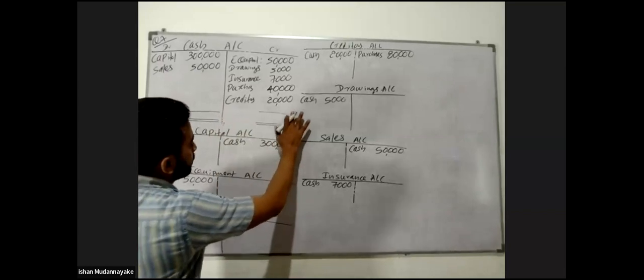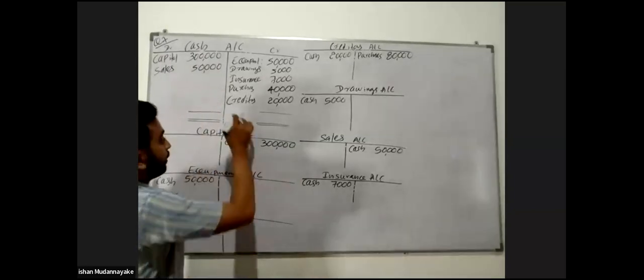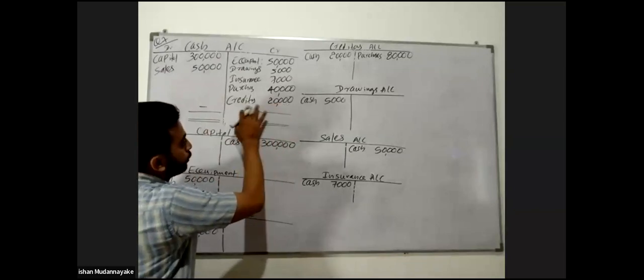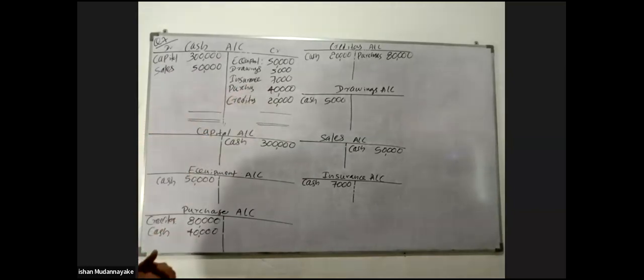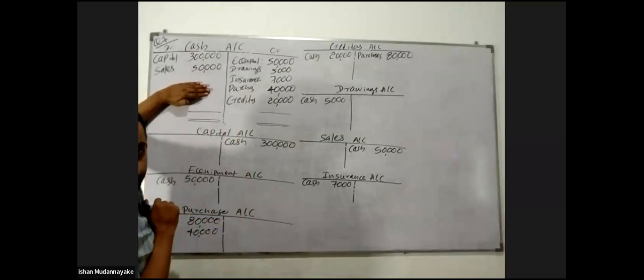Then you need to draw two parallel lines like this, and you need to leave one row here. After leaving one row, you need to draw two parallel lines like this. And then the higher side of the cash book, the debit side.